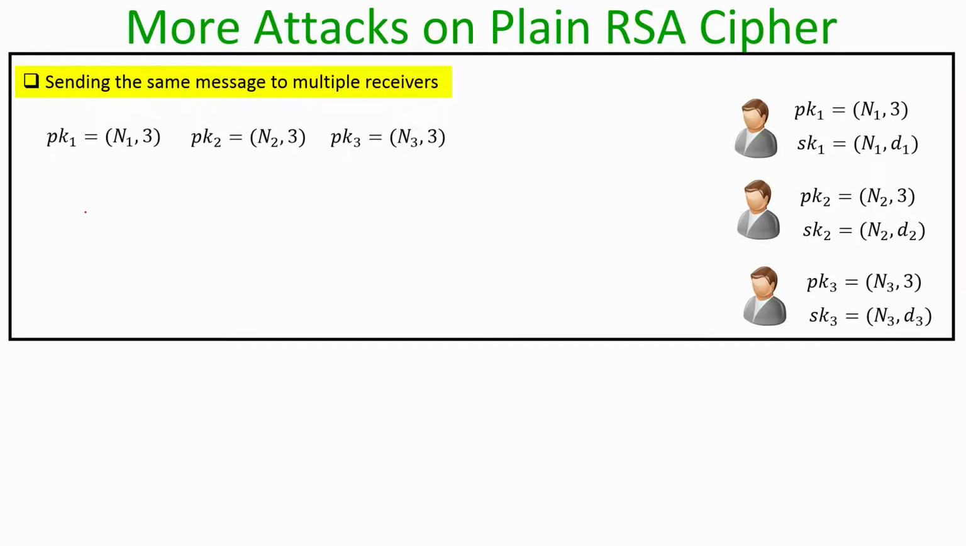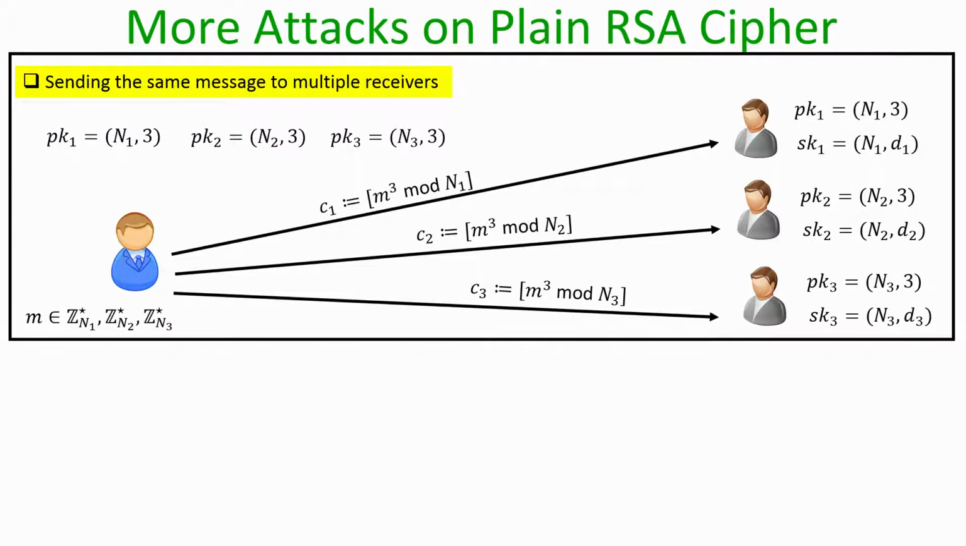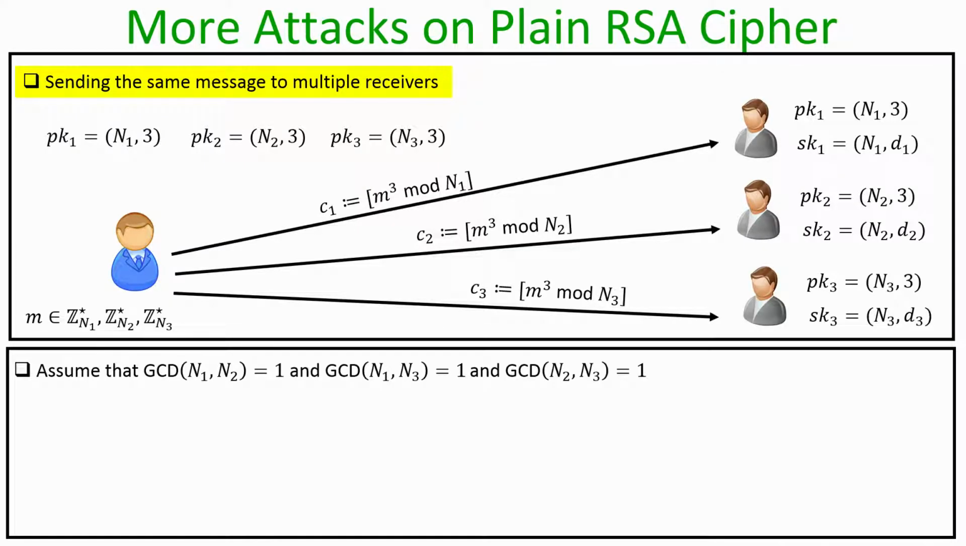So, the public keys available in the public domain are the respective public keys of the 3 receivers, and imagine that we have a sender which has a random message m belonging to Zn1 star as well as Zn2 star as well as Zn3 star, and it wants to encrypt and send the same message to the 3 receivers. So, it will compute C1 which will be m cube modulo n1, C2 which will be m cube modulo n2 and so on. Now, assume that these moduli n1, n2, n3 are pairwise co-prime.